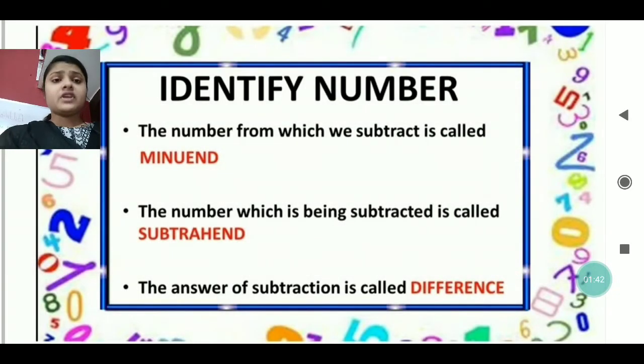You can see the number from which we subtract is called the minuend, which is the bigger number. The number which is being subtracted from the minuend is called the subtrahend, which is the smaller number. The answer which we get after subtracting is called the difference. Please keep these terms in your mind. It's not that you know subtraction, so you will forget these terms. Questions can arise from these words.